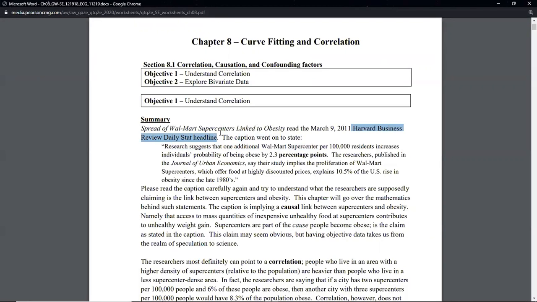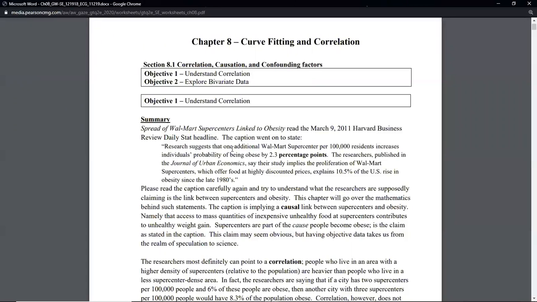Well, yeah, in 2020, probably a lot of people will. And I'm not saying they wouldn't in the past either. But let's dig a little deeper. The caption went on to state, research suggests that one additional Walmart supercenter per 100,000 residents, and to give you kind of a scope, Portsmouth has about 100,000 residents. So if we added one Walmart to Portsmouth, which we did about 7 years ago, not too far from TCC.